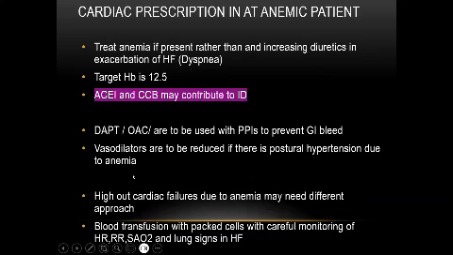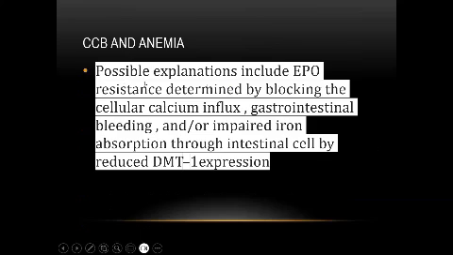Many of you wonder: we know that ACE inhibitors can produce anemia because they reduce the production of erythropoietin. Because ACE inhibitors reduce erythropoietin, anemia may happen because of the ACE inhibitor itself. But people wonder why calcium channel blockers can produce anemia. Calcium channel blockers can produce anemia because of erythropoietin resistance.